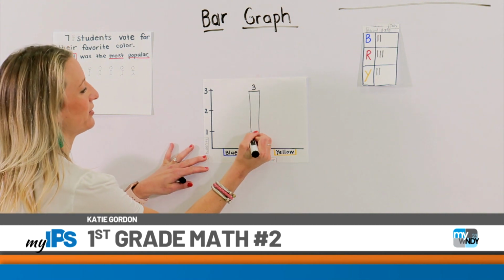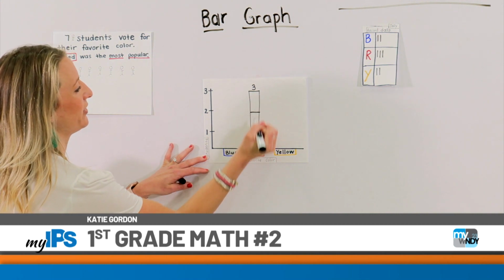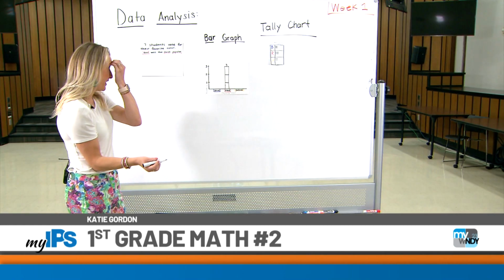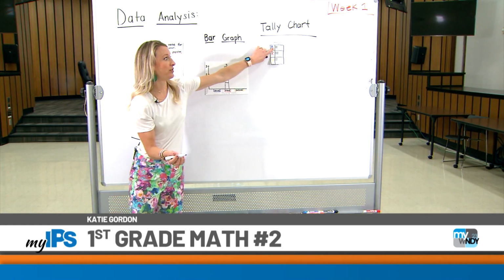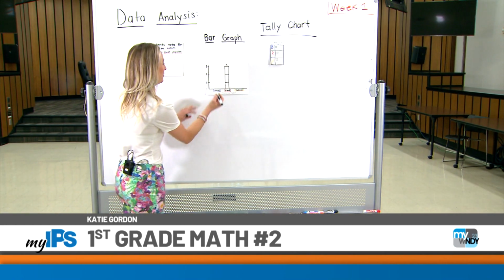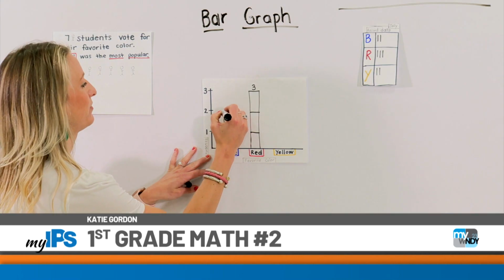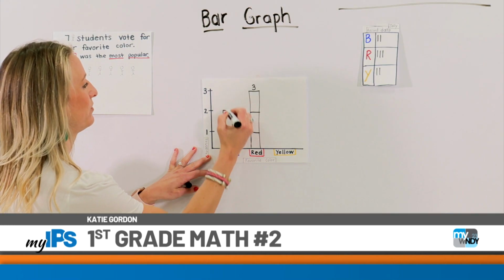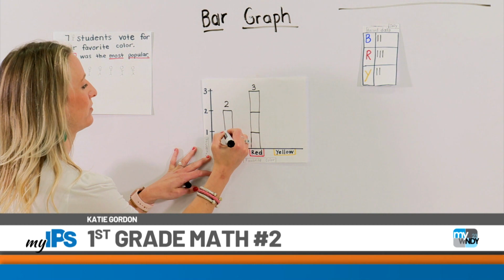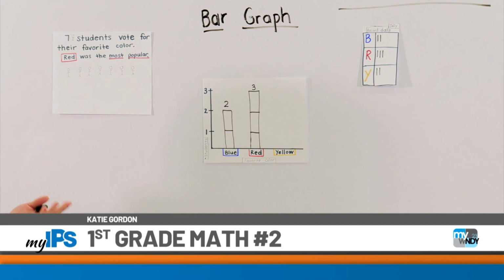So then I would say, okay, here's 1, 2, 3. There's 3 students who voted for red. Okay? Now how many students voted for blue? We can look at our tally chart and we know that was 2. So let me go up to 2. And then how many students voted for yellow? 2.